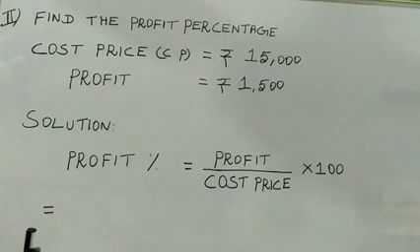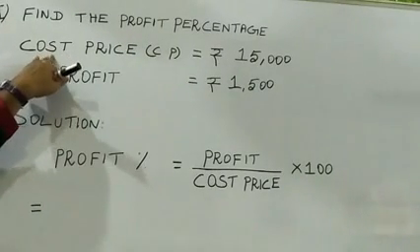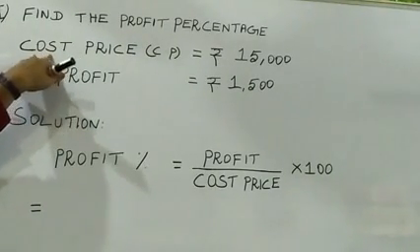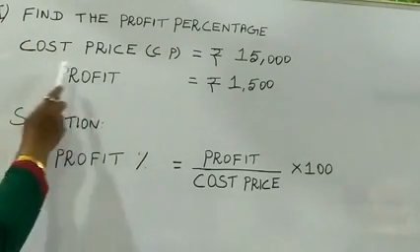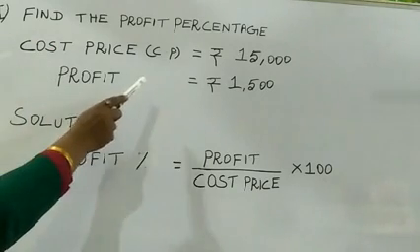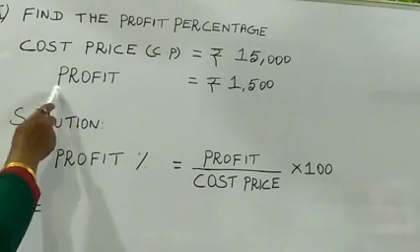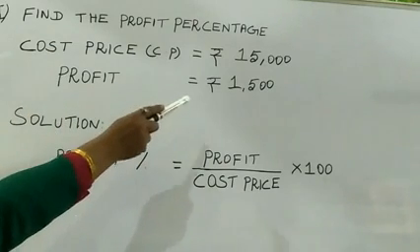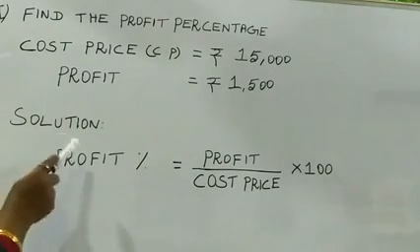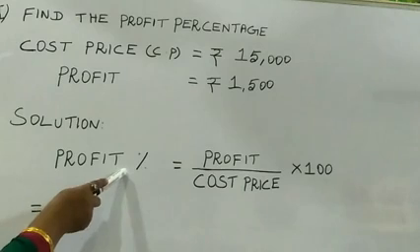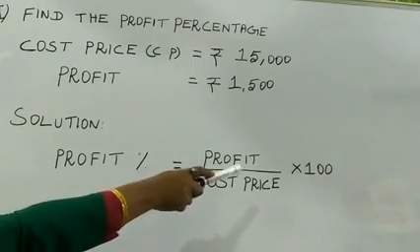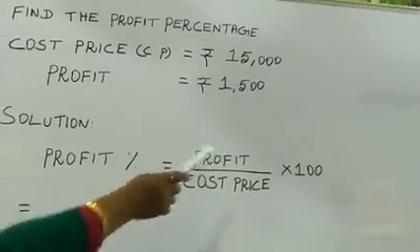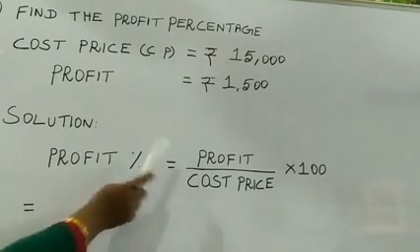The profit and loss percentage is found on the cost price only. So I give the cost price here. The cost price I simply represent as CP. Here our cost price is rupees 15,000 and profit is rupees 1,500. So profit percentage is nothing but profit divided by cost price multiplied by 100. So this is our profit percentage formula, children.